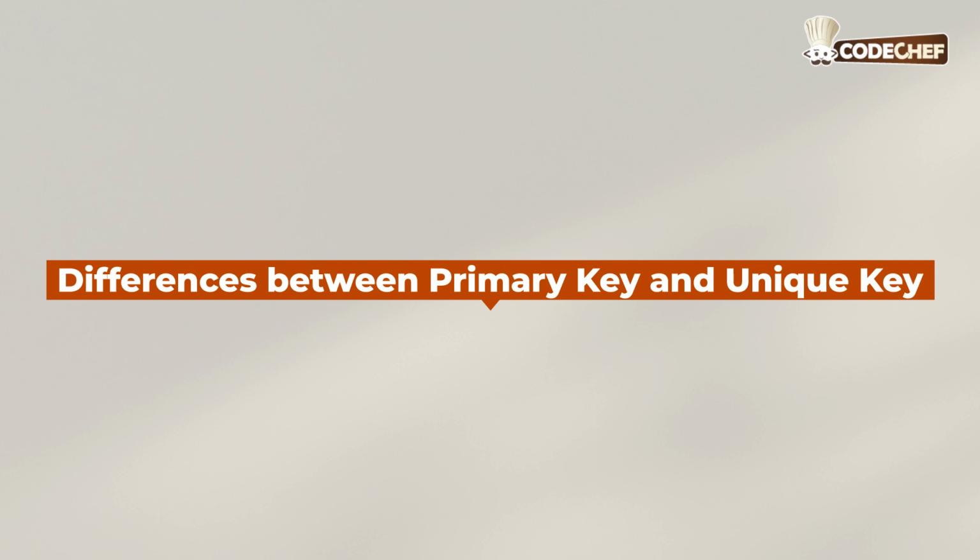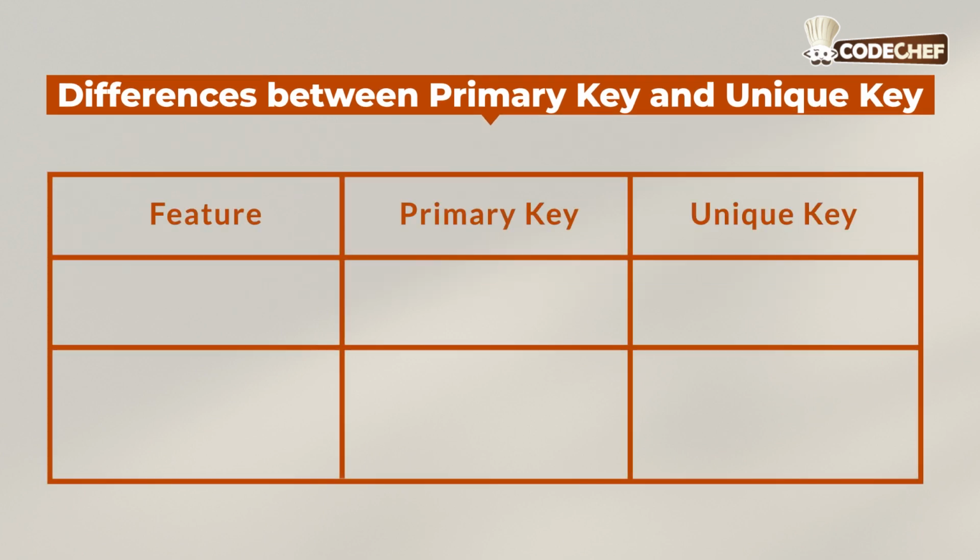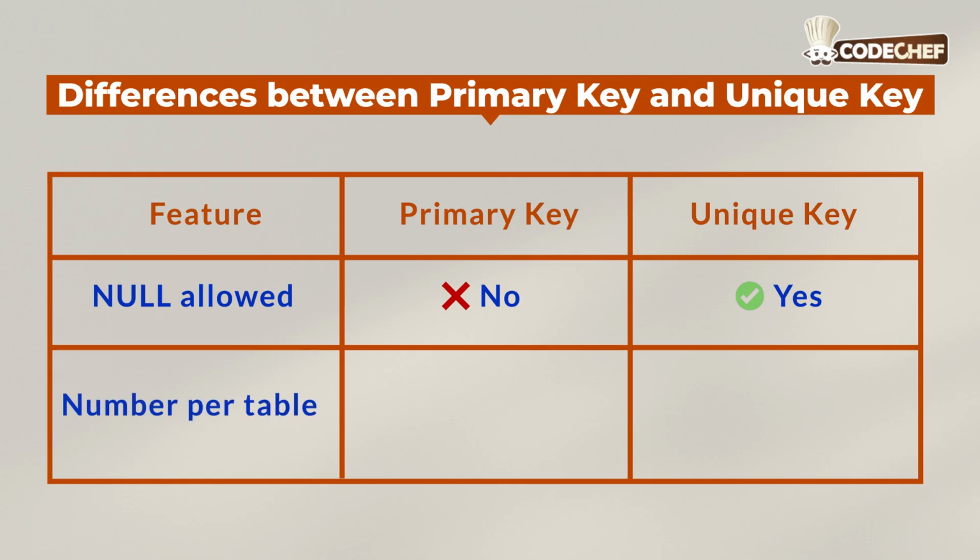Now let us see what is the difference between a primary key and a unique key. So first, are null values allowed? In case of primary key, no. A primary key can never have a null value. But in case of unique keys, the answer is yes. That means unique keys can have null values. Then number per table. So primary key 1. We can only have one primary key per table. But there can be multiple unique keys in a table.